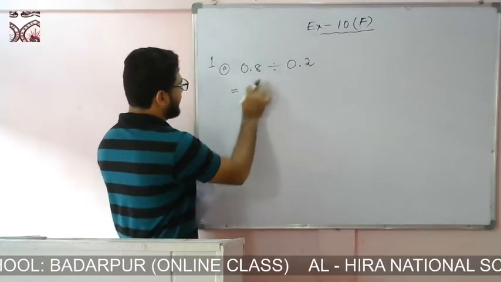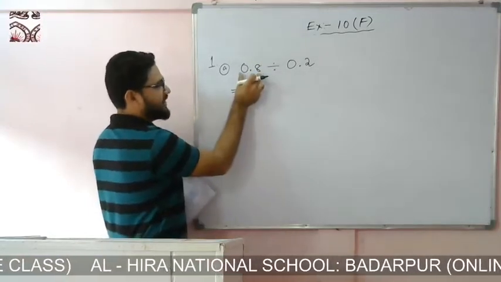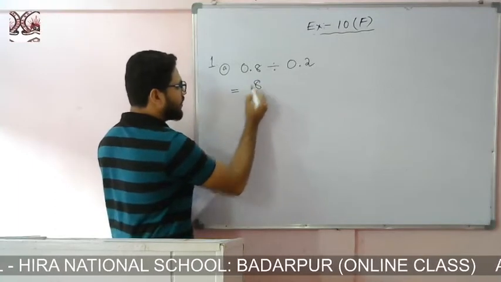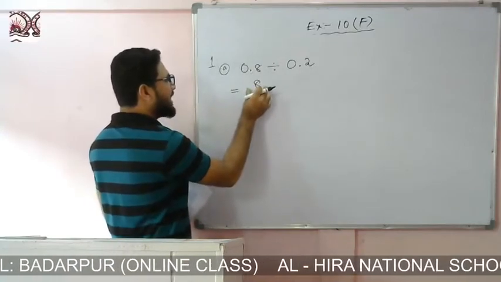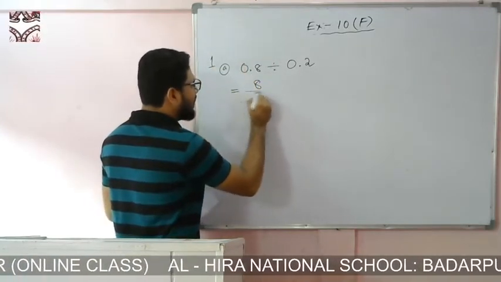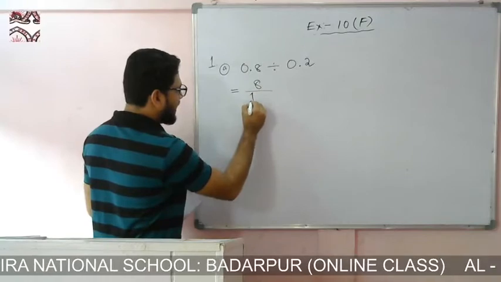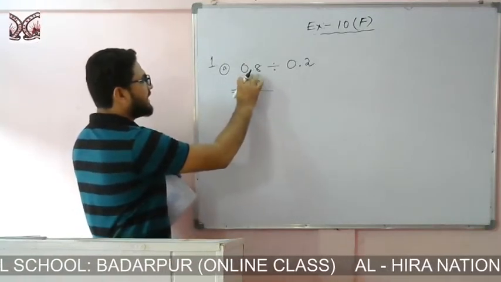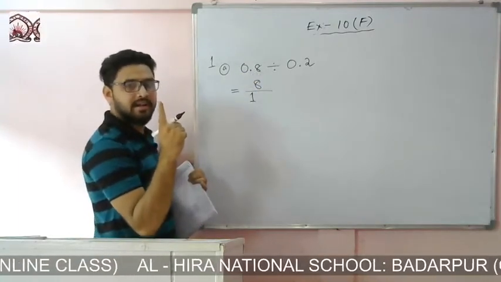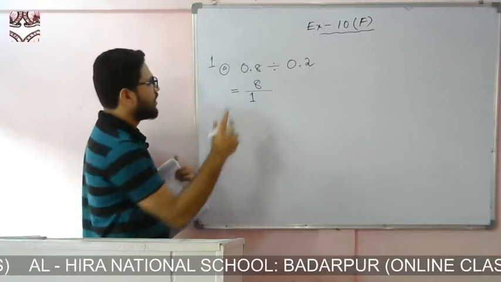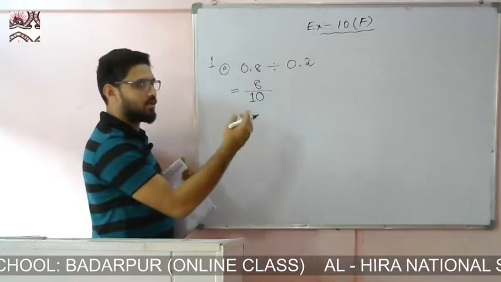First you omit the point, then 0.8 I can write directly as 8. This 8 will be the numerator of this fraction. Now how to make the denominator? For the point you put 1. After that you count how many digits are there after the decimal point. Here in 0.8, 1 digit is there after the decimal point. So for 1 digit we'll put 1 zero. If 2, then 2 zeros. If 3, then 3 zeros, like this.